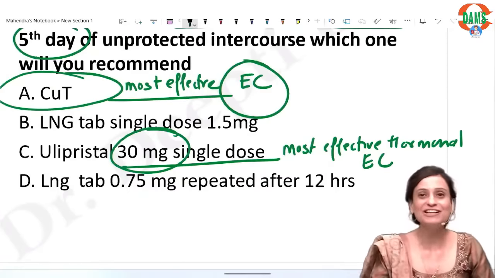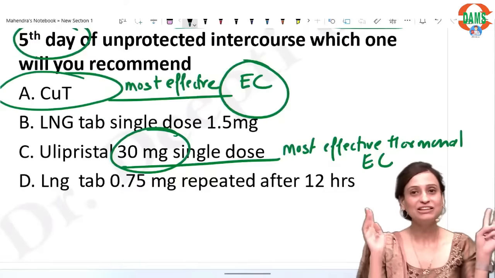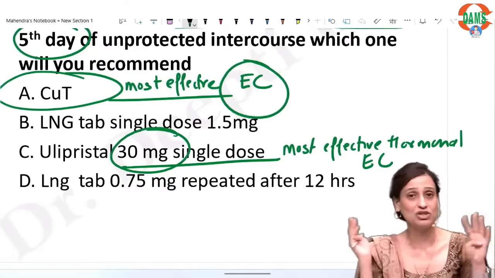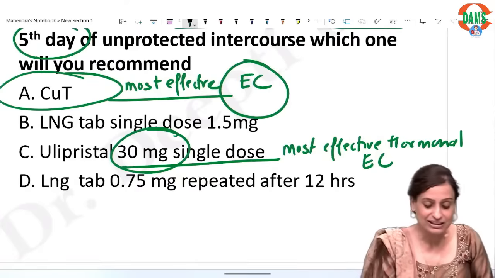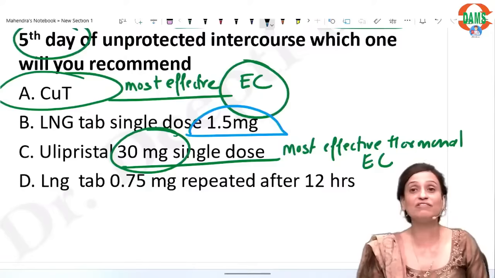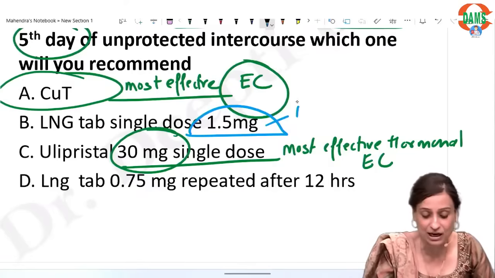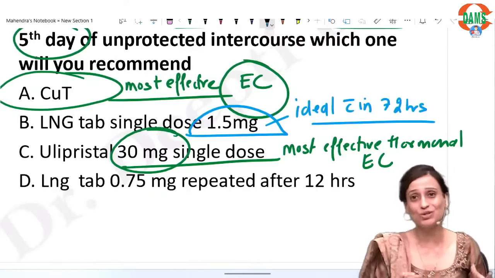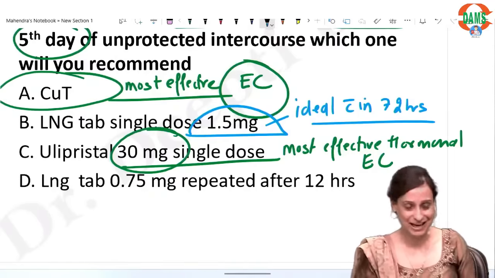Okay. What about LNG tab? So remember, there are two ways of taking LNG tab, and INICET has asked questions on both. It can be taken as a single dose of 1.5 milligrams, but ideal is within 72 hours. Okay, within 72 hours is what is ideal for LNG tab.